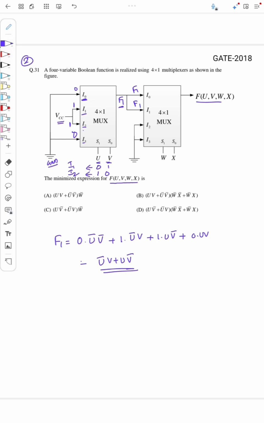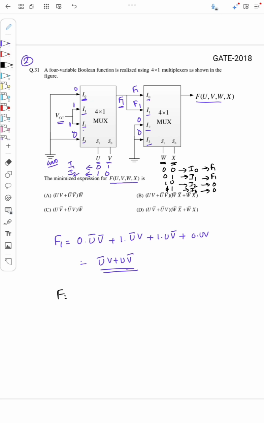Now here in the second mux, if you see, the inputs I0 and I1 are f1, and corresponding to I2 and I3 is 0, right? So what is f here? f I can write when the select lines are w and x. If you carefully see, when w and x is either 0 0 or 0 1, this corresponds to inputs I0 and I1, which are f1 and f1, right? And the other terms, that is when it is 1 0 or 1 1, the inputs are I2 and I3, which correspond to 0, right?